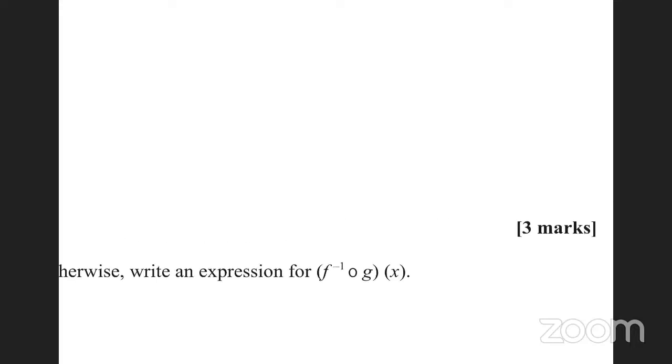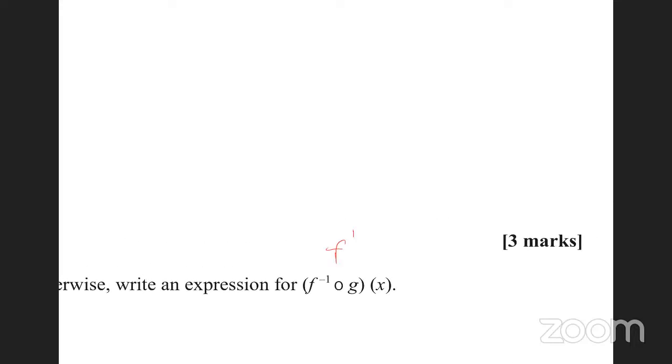Kind of weird. Composite function: put G in F prime, in F inverse. No, that O just means multiply. I think it just means F of G of X. F prime X, F inverse X.